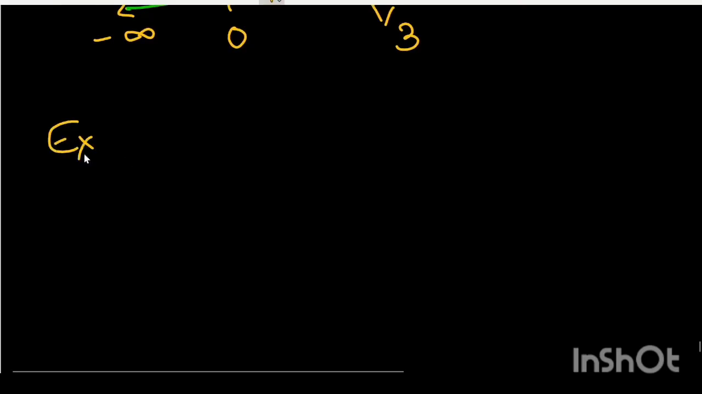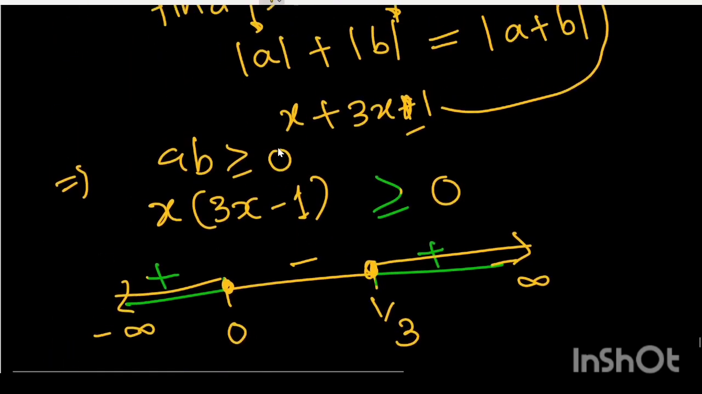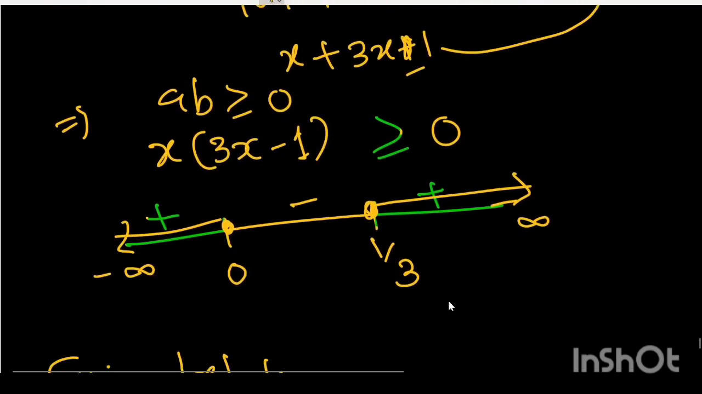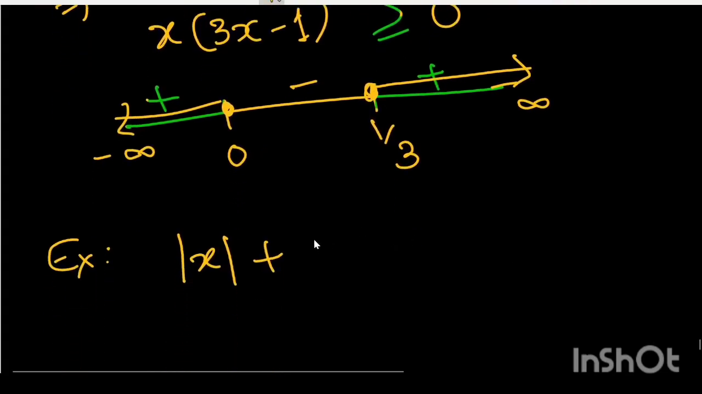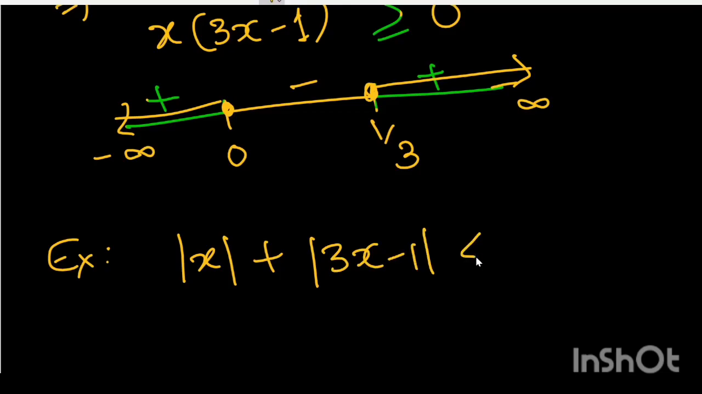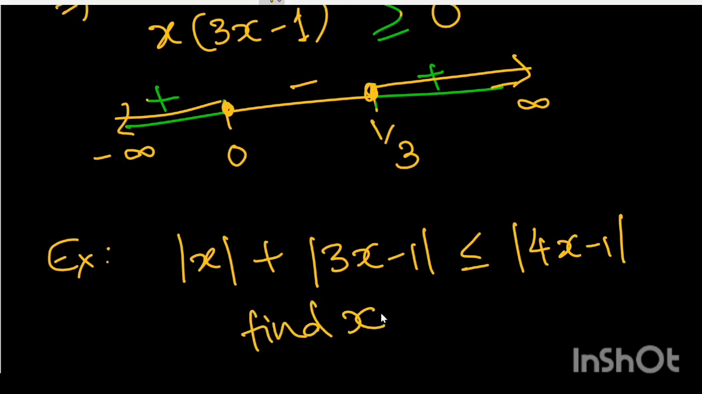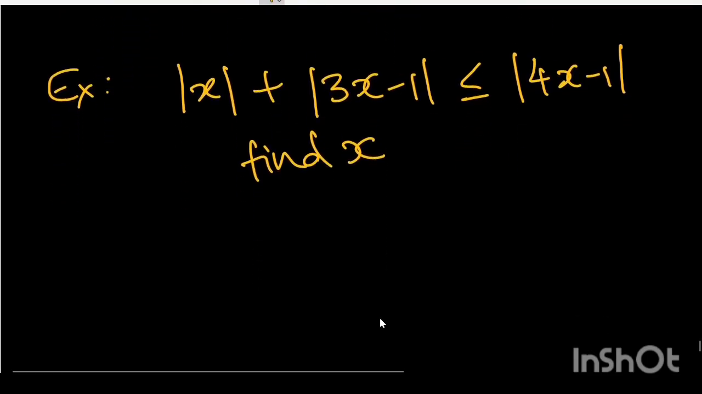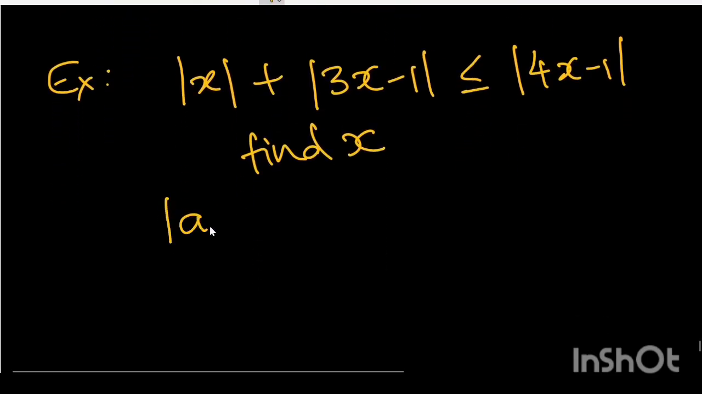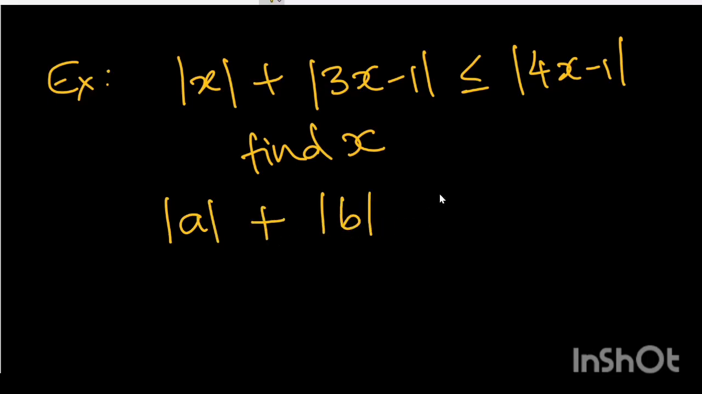Now, what if the same question I frame to be like this: mod x plus mod 3x minus 1 is less than or equal to mod 4x minus 1. Now if I ask you what x is, find x which satisfies this. Again it fits into this kind of thing: if I take x as a and 3x minus 1 as b, then mod a plus mod b, if you add these two, it is similar to the previous example. So mod less than a plus b.